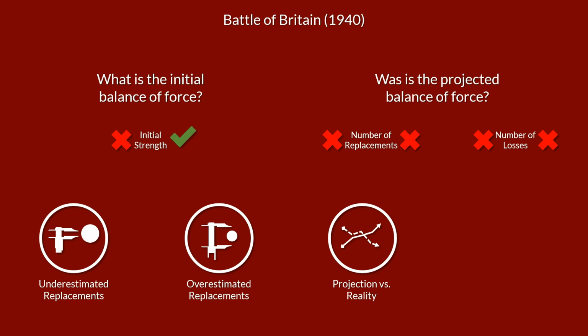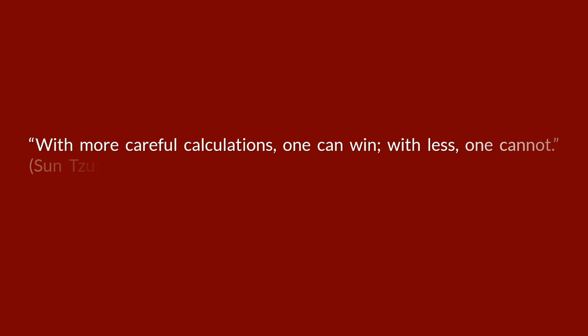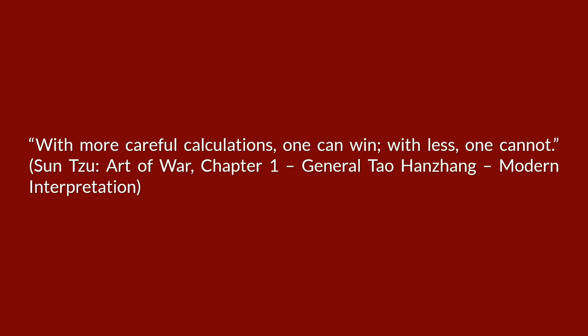Why did both get the numbers wrong? Well, both based their estimates of the enemy's output on their own output. Remember, with more careful calculations one can win, with less one cannot.